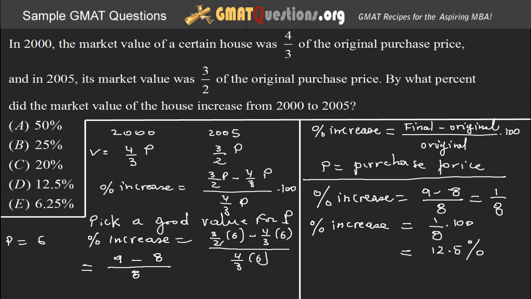What was important here is to know the formula for percentage increase, and also apply this trick where you choose an appropriate value for P in order to speed up the solving process. Okay? So the correct answer, as you can see, is D. Let's write that down. D is the correct answer.